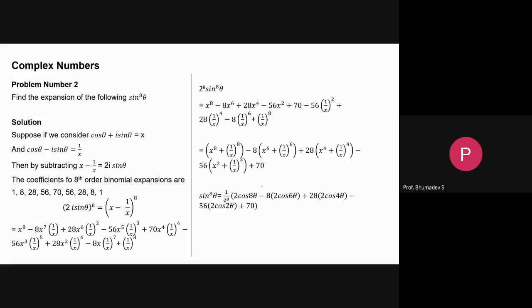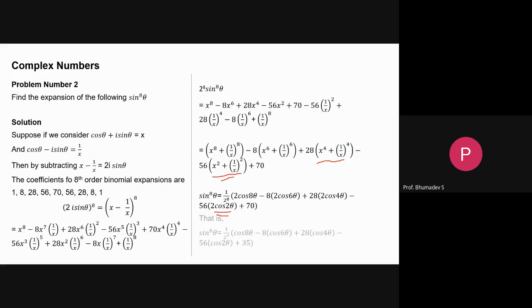So if you are observing the previous case, that is this case, which can be written as twice of cos 4 theta. Same way, 56 into x square, this part, 1 upon x square, can be replaced by twice of cos 2 theta. But we have 70 that is to be written as it is, that is constant. Then from all the terms, you can take 2 and you can divide and multiply by, so divide the numerator and the denominator by 2.